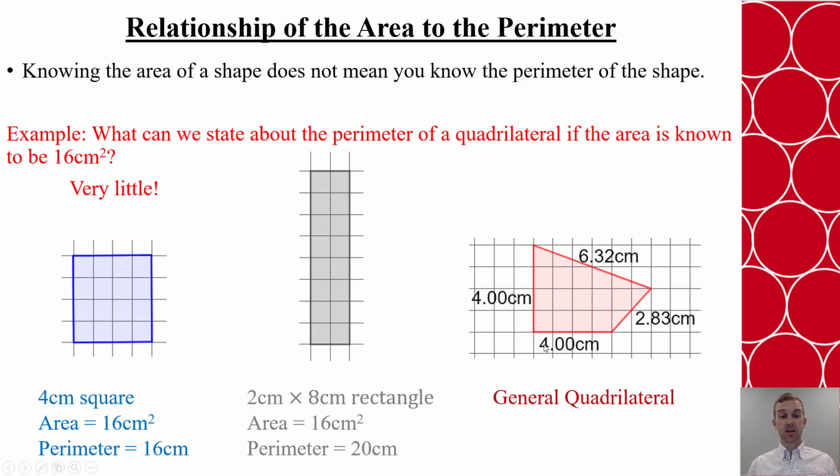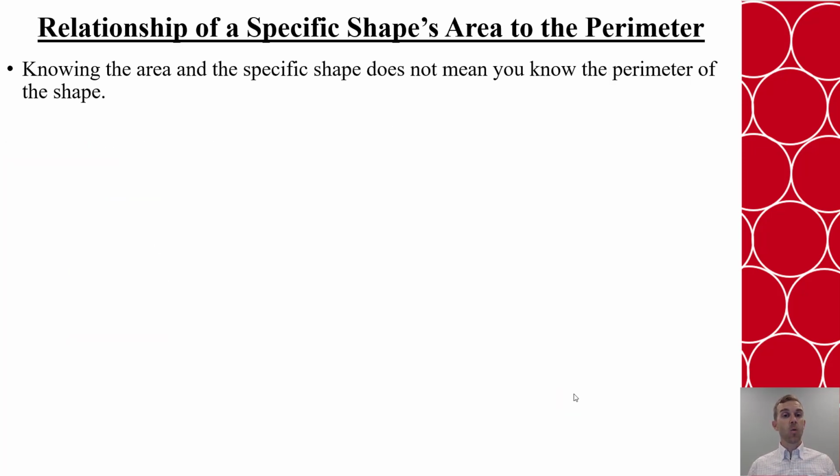In this third one, again, this is a general quadrilateral. It has an area of 16 square centimeters, but the perimeter is approximately 17.5 centimeters. Now, what if we specify that we need something more than just a general quadrilateral? We need to know that it is a very specific shape. Again, we don't necessarily have the ability to say what the perimeter will be based on the specific shape.